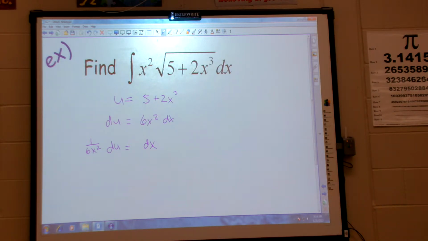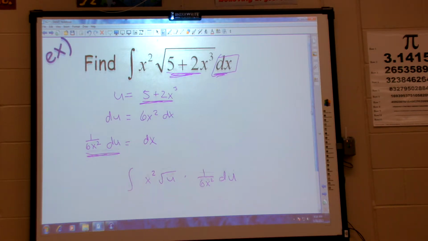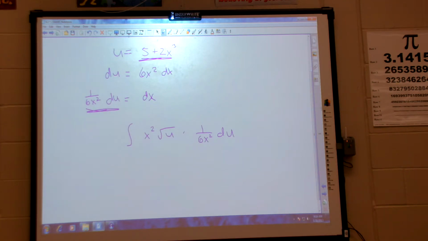integral, plug in my u, and plug in for my dx. So I have x squared, square root of u. Now instead of that dx here, I'm going to write all this: 1 over 6x squared du. So I plugged in for u, plugged in for dx. Okay, now what happens? X squared is canceled.